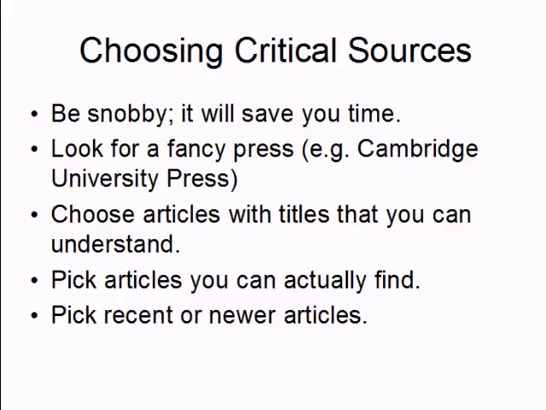So, once you have a list of articles that might be interesting, how can we decide which ones to read? Well, let's think about what it means to be snobby. This is mostly common sense, but you'll want to look for articles whose titles you can understand. Pick articles you can actually find. It won't do you any good to find the perfect article and then not be able to actually read it. Finally, pick newer articles over older ones. The new ones summarize what the old ones said anyway.